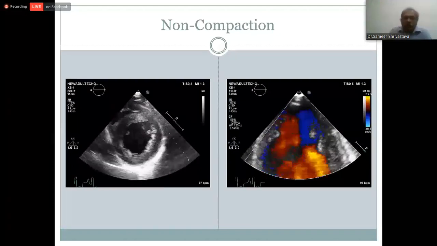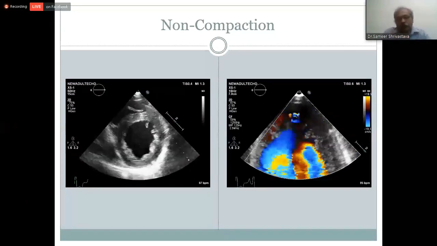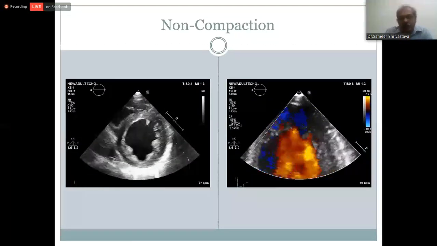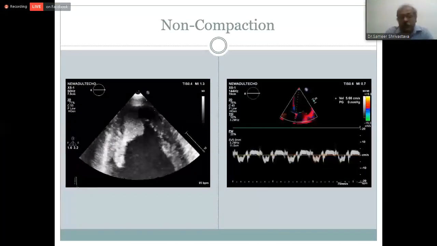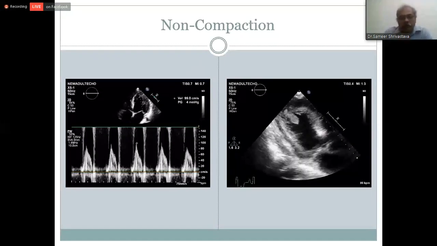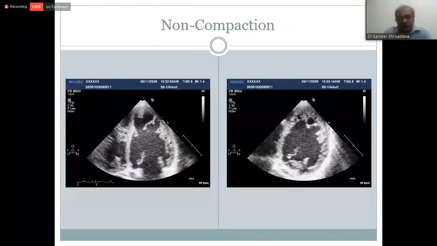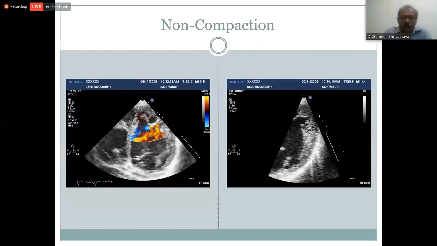Now, this non-compacted LV is diagnosed in two ways. One is that you have to see the recesses in which you can see the entry of the blood. And for this, you have to get the Nyquist limits down. And number two is you have to see the ratio of compacted versus non-compacted. Of course, you see the tissue Dopplers are slow and low. And the pattern is kind of tall E, small a, and restrictive once it has reached that stage of advanced heart failure.